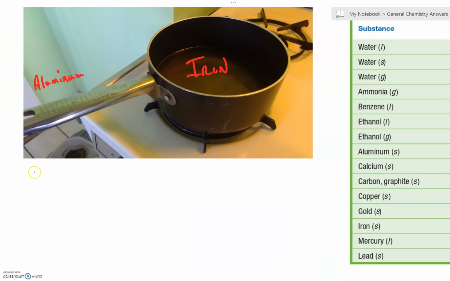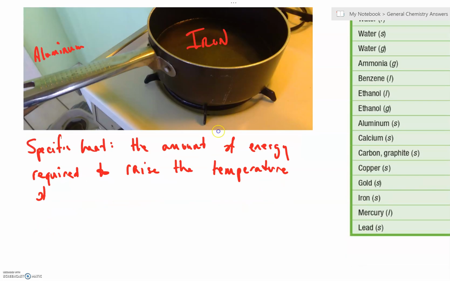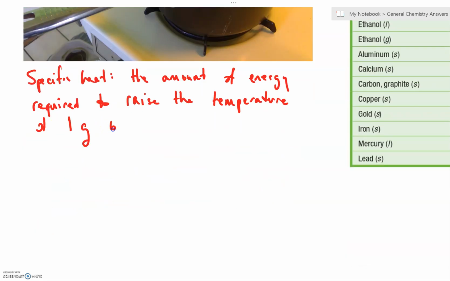So here's how this works. We're going to say that specific heat is the amount of energy required to raise the temperature of 1 gram by 1 degree Celsius.